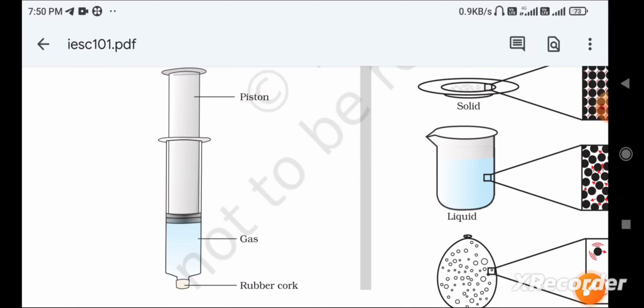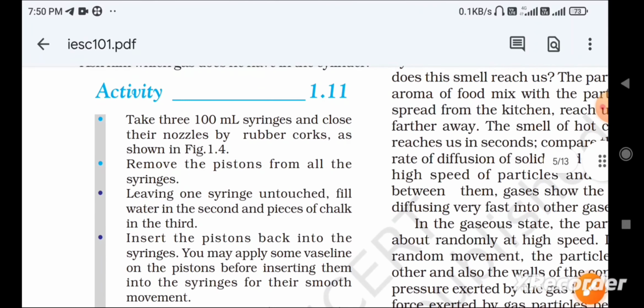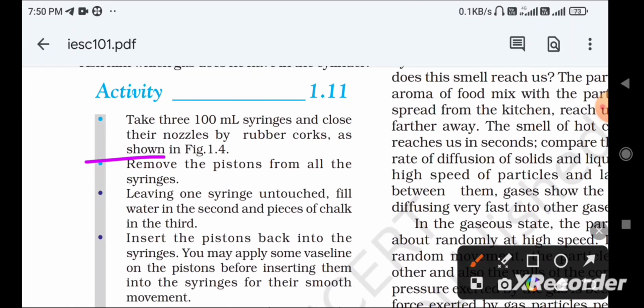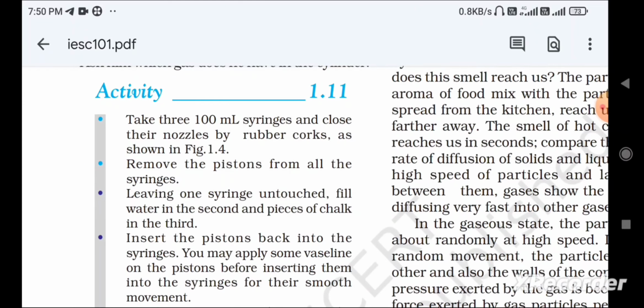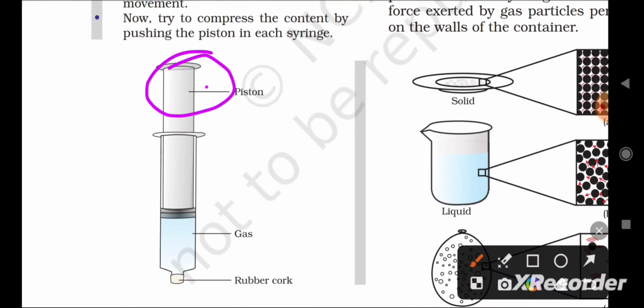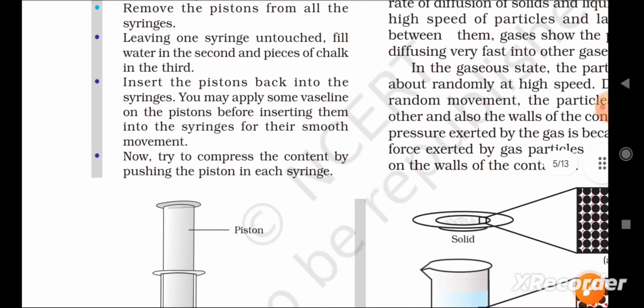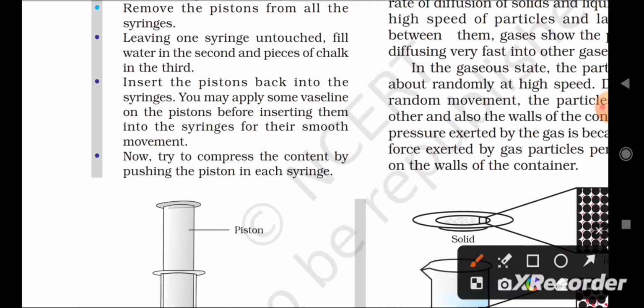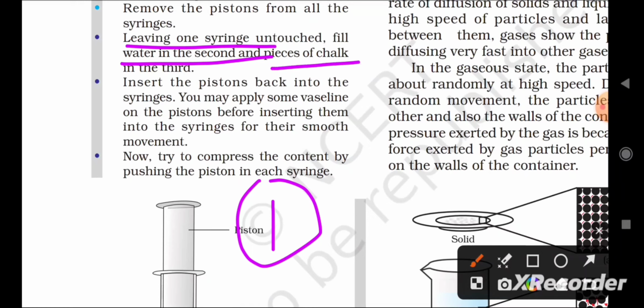Okay, this is a simple activity. Remove the pistons from all the syringes. You have taken 3 syringes, and you have to remove the piston, this part. Take 3 separate syringes and remove the pistons. Next, leave one syringe untouched. Do not touch that one syringe. Fill water in the second and pieces of chalk in the third.